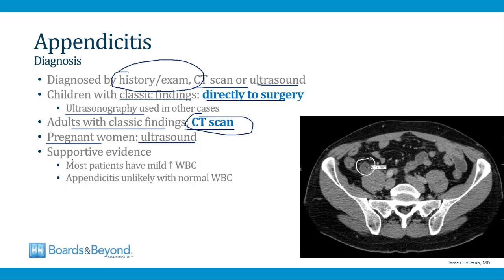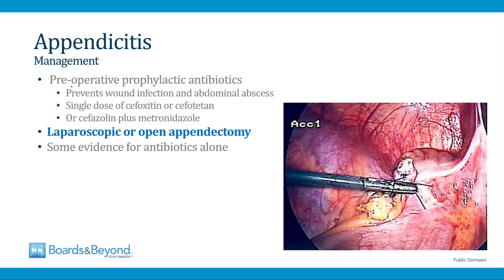Besides the history and physical exam, you can find supportive evidence for appendicitis by measuring the white blood cell count. Most patients with appendicitis have a mild increase in the white count, and appendicitis is unlikely in a patient who has a completely normal white count. The management of appendicitis begins with preoperative prophylactic antibiotics. These prevent wound infections and also reduce the risk of the patient developing an abdominal abscess. This can be done with a single dose of a second-generation cephalosporin like cefoxitin or cefotetan, or you can use a first-generation cephalosporin plus metronidazole.